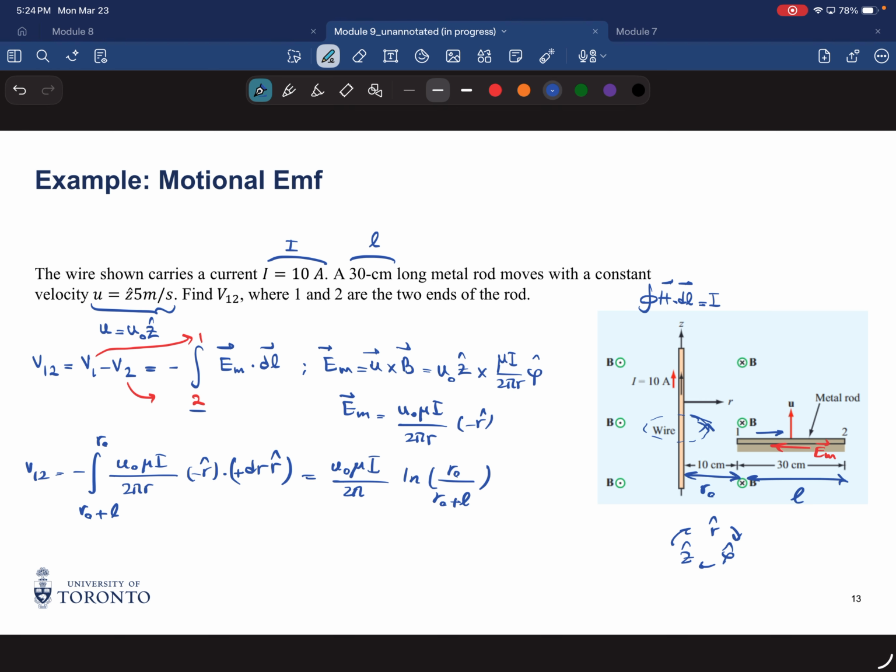Is r naught over r naught plus L more than 1 or less than 1? They're both positive numbers, so it is less than 1. What would make the ln of this number negative? That means V12 is negative, which means V1 is less than V2.